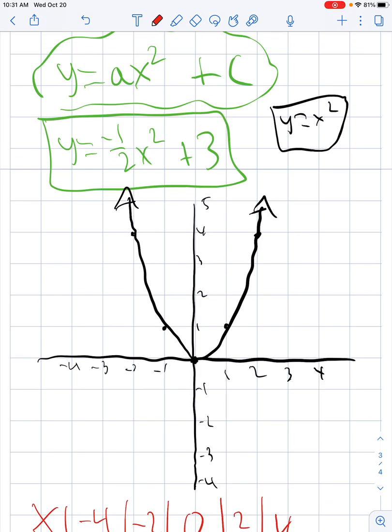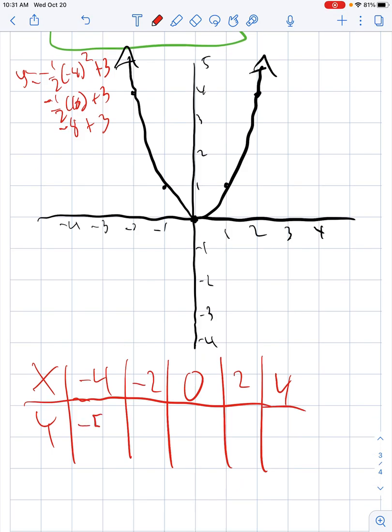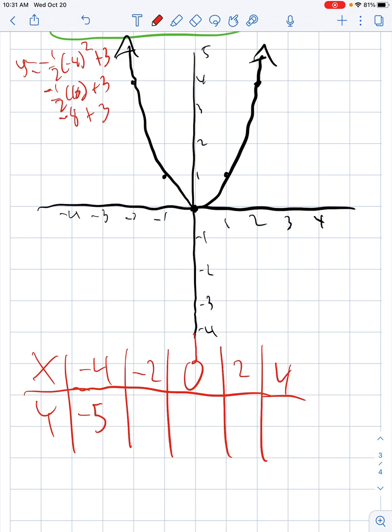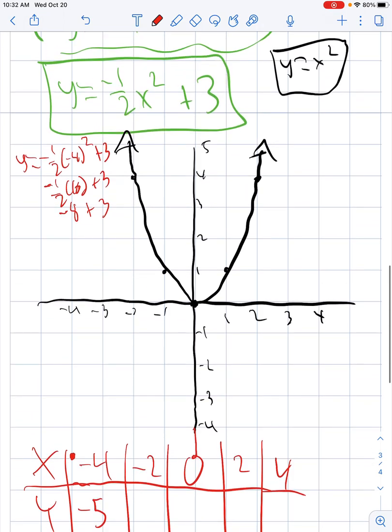So if I plug in negative 4 into my equation, y equals negative 1/2 times negative 4 squared plus 3. That's 1/2 times 16 plus 3. Let's see here. 1/2 times 16 is 8, and 8 plus 3. Oh, this is a negative. Excuse me, I almost goofed that up. So that's a negative 8 plus 3, which gives me negative 5. So when x is negative 4, y is negative 5.